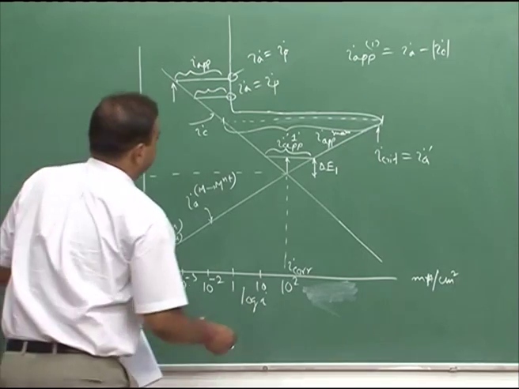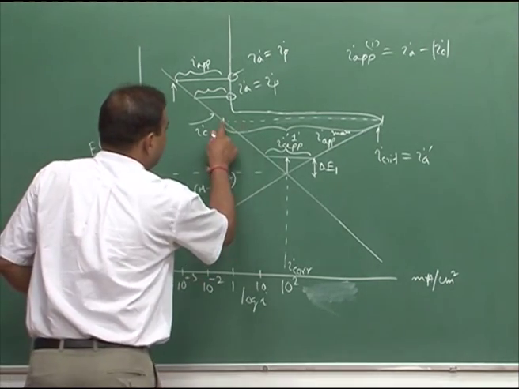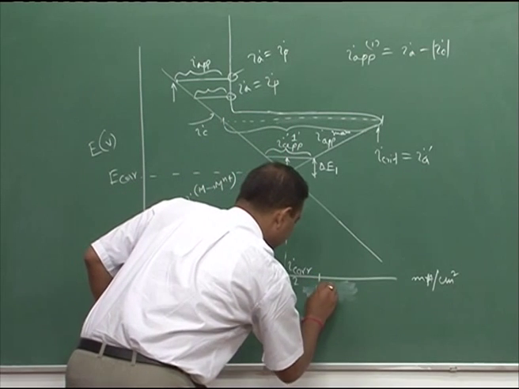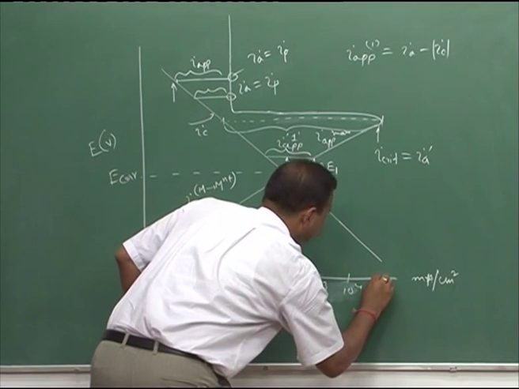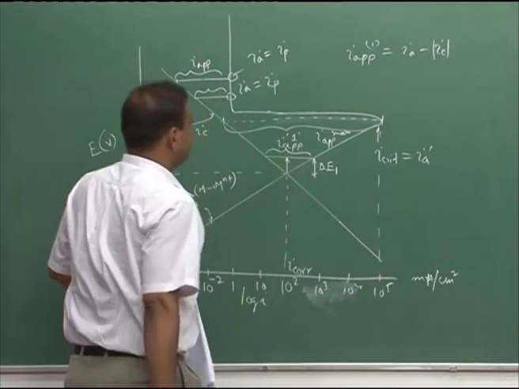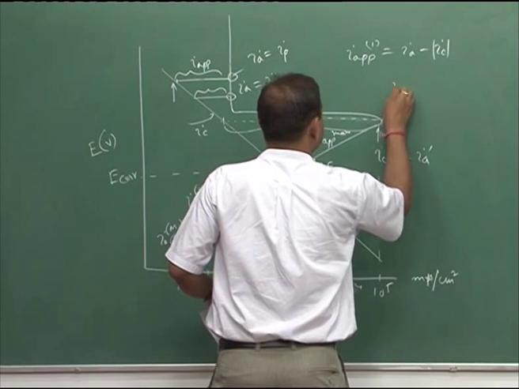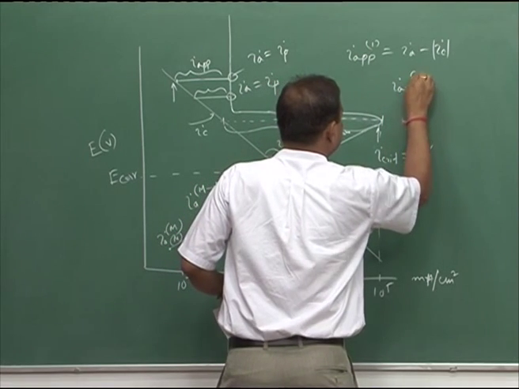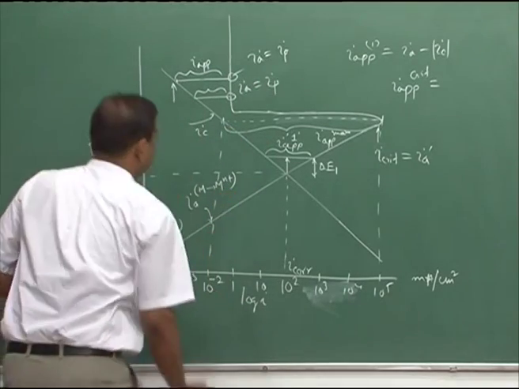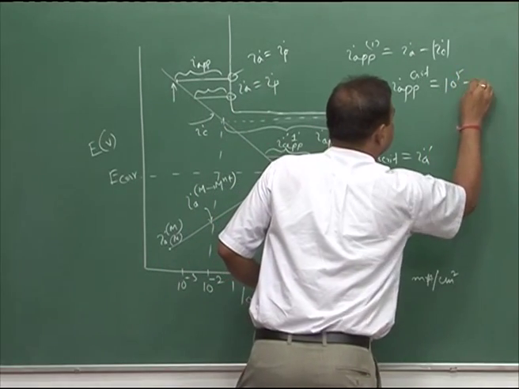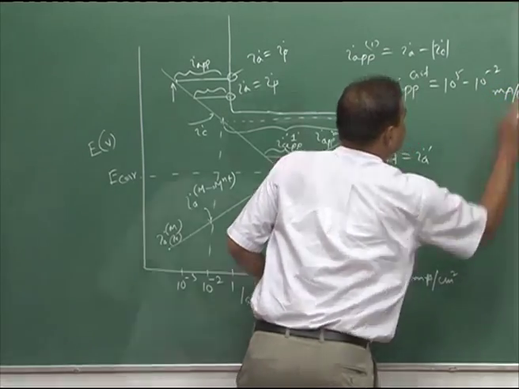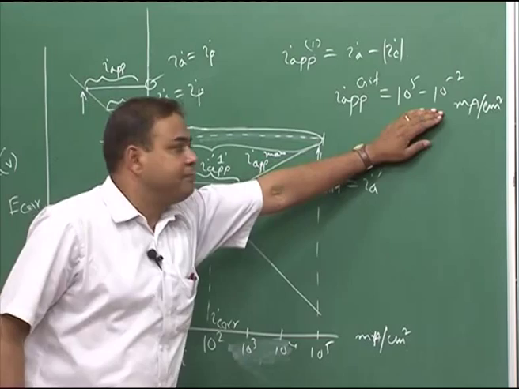Now, if I put the value, at this point my I critical is almost 10 to the power 3, 10 to the power 4, 10 to the power 5. So, I critical corresponds to 10 to the power 5. So, at that time my I applied corresponding to critical would be 10 to the power 5 minus 10 to the power minus 2 milliampere per centimeter square. So, it is a huge current.